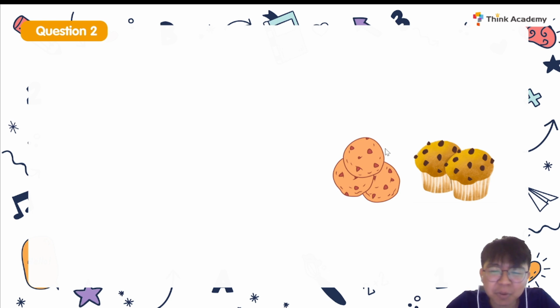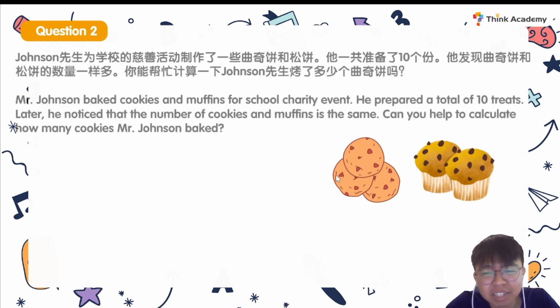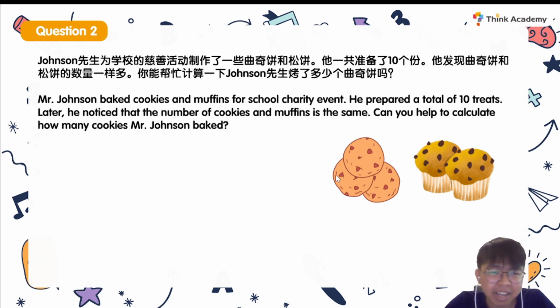What about now? We need to have some dessert, right? So now we have muffins and cookies. So now, Mr. Johnson has baked some cookies and muffins, right? He prepared a total of 10 treats, and he noticed that the number of cookies and muffins is the same. So, can we help to calculate how many cookies Mr. Johnson baked?